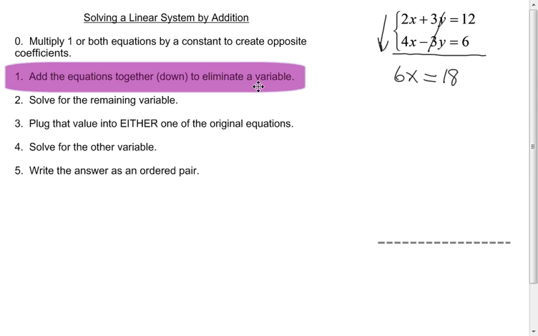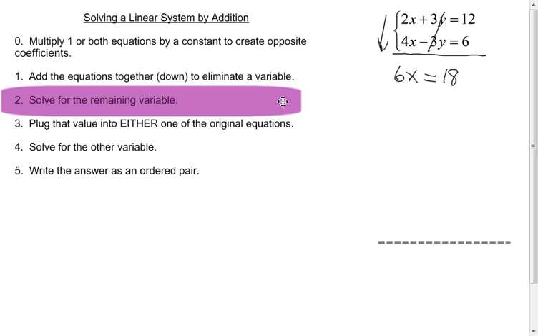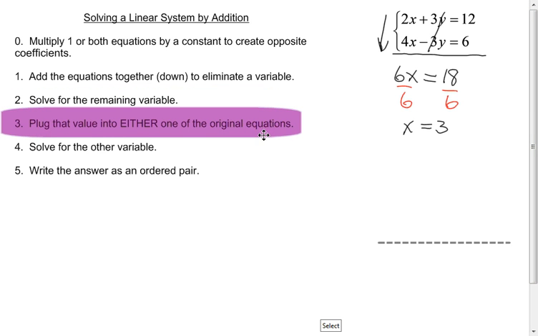Then we are going to look at the next step, which is solve for the remaining variable. In this case, it is x, so I'll just simply divide by 6 to get x equals 3. From there, it says plug that value into either one of the original equations. I think I will take the top equation here and take my x equals 3. So we're going to take x equals 3 and plug it into the top equation.